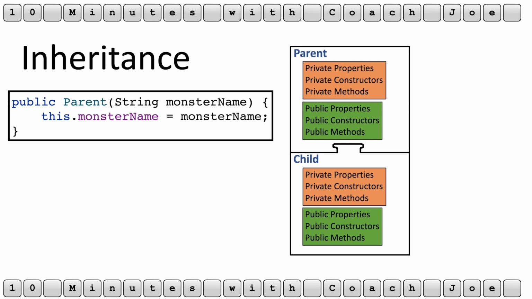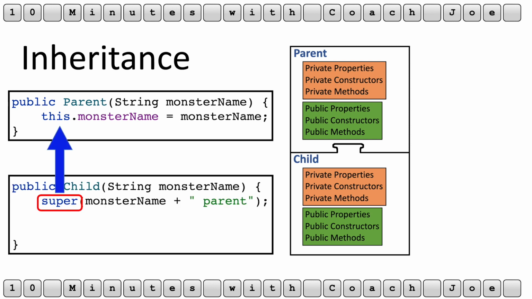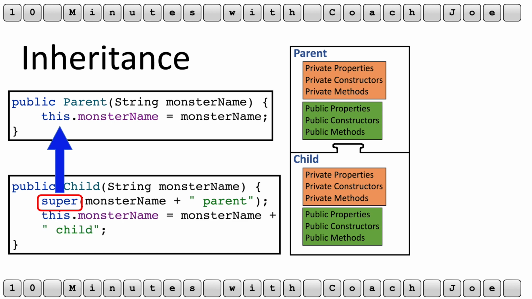If the parent class has a required constructor, the child constructor can call the parent constructor with the keyword super. The call to the parent constructor must be the first line in the child constructor.